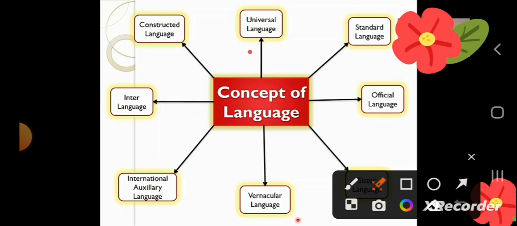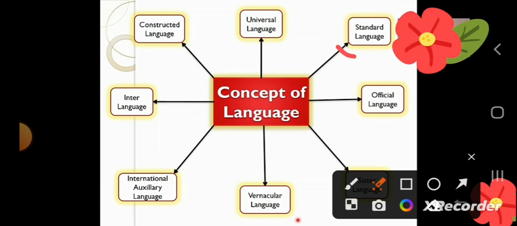Universal language. A theoretical language that could be understood by everyone, transcending cultural and linguistic boundaries. This concept often refers to ideas about a global language that could facilitate communication between speakers of different native languages.